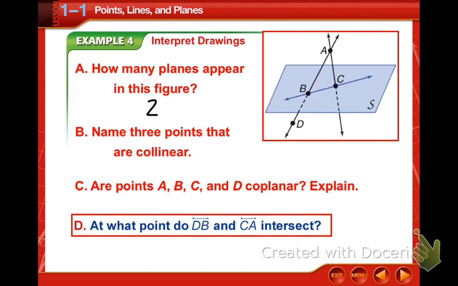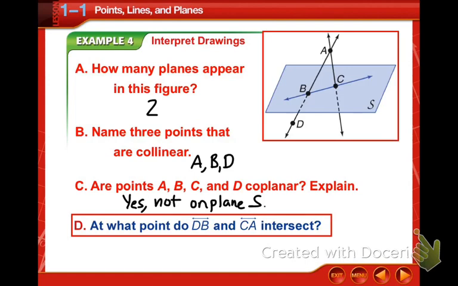3 points that are collinear here. We only have 3 that are an option. That's A, B, and D. They're all lying on the same line. Are A, B, C, and D coplanar? That's what it's asking. We need to explain it as well. And yes, that is true. They are coplanar, but they are not coplanar on plane S. They have their own plane that they are forming.